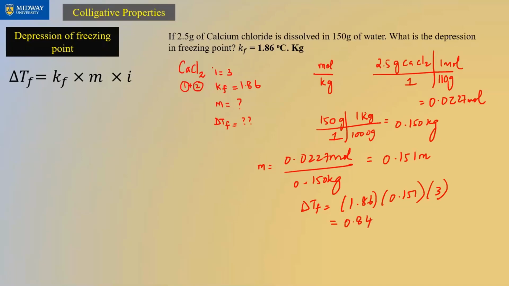Now this is the depression in freezing point. What is the actual freezing point? Means 0, that is TF equals 0 minus 0.84, which will be negative 0.84 degrees Celsius. So this is the depression in freezing point. This is the freezing point itself.